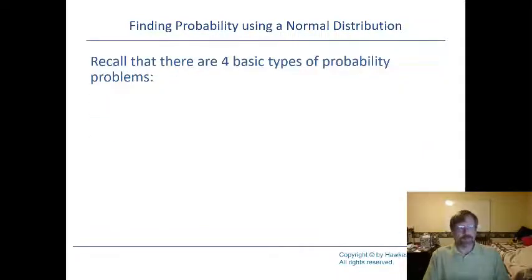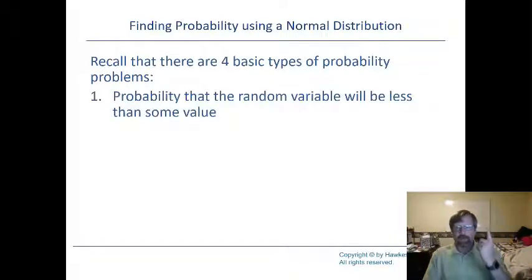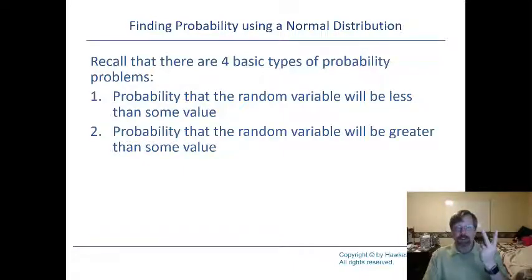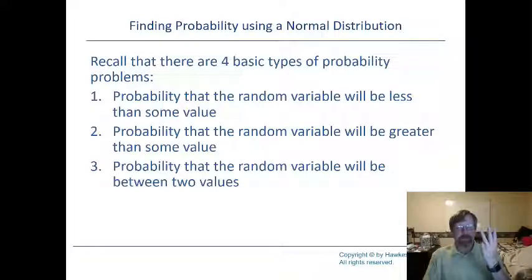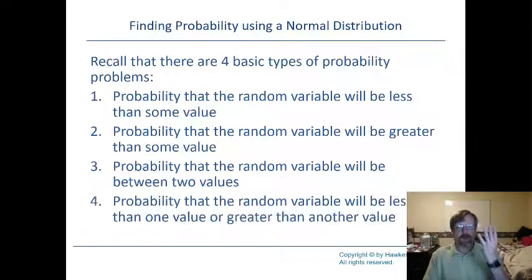So we've got four types of basic problems. One, the probability that the random variable will be less than some value. Two, that it will be greater than some value. Three, that it will be between two values, or that it will be either less than one value or greater than another value.